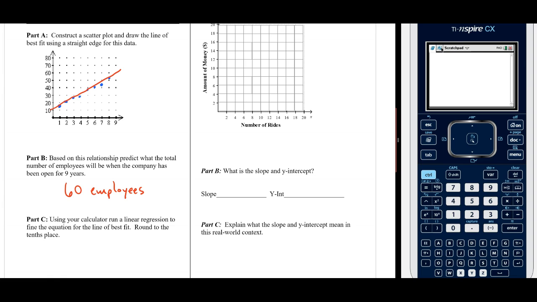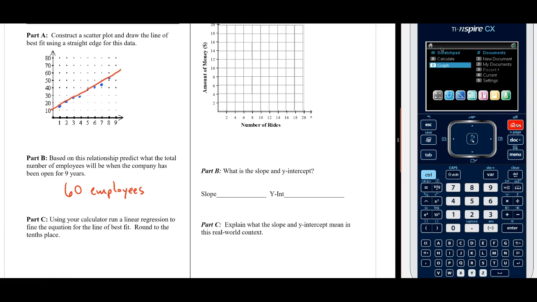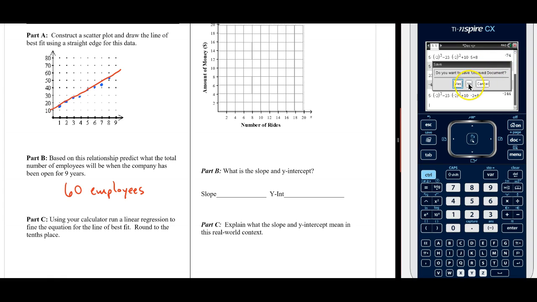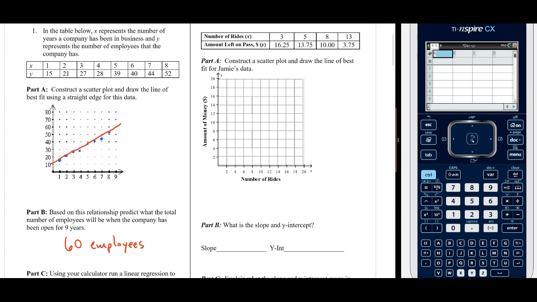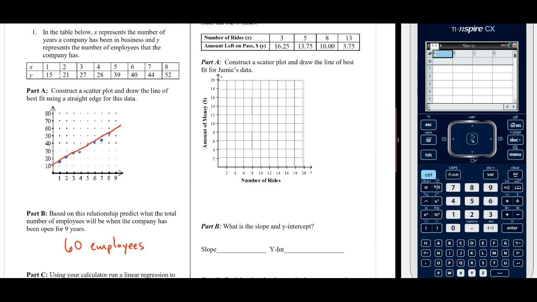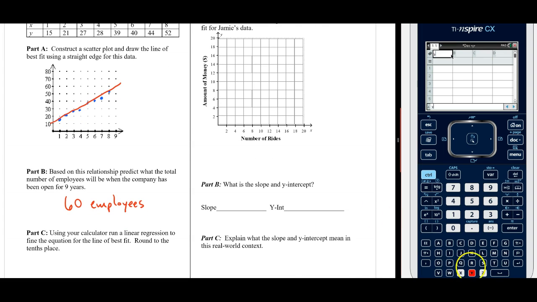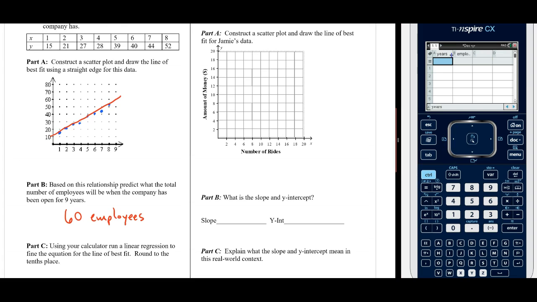Use your calculator to run a linear regression to find the equation for the line of best fit, round to the tenths. So to do regression, we're going to go to New Document, List and Spreadsheet. In A, we'll put years, X was years. And our Y value was employees. And then I'm just going to type in my information from the table above.